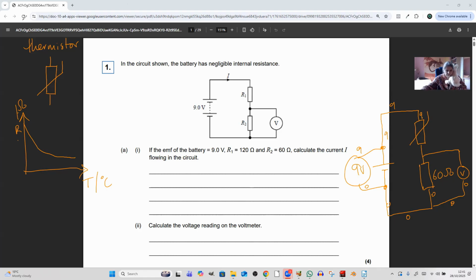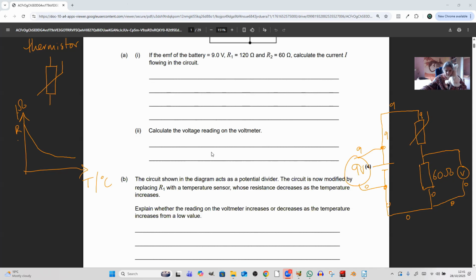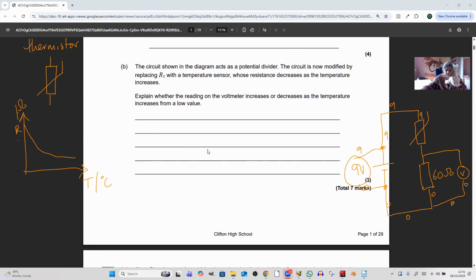Okay. All right, so let's go back and read the question again. It says, the circuit shown in the diagram acts as a potential divider. The circuit is now modified by replacing R1 with a temperature sensor whose resistance decreases as the temperature increases. Right, now, this is a classic explain. Explain whether the reading on the voltmeter increases or decreases as the temperature increases from a low value.